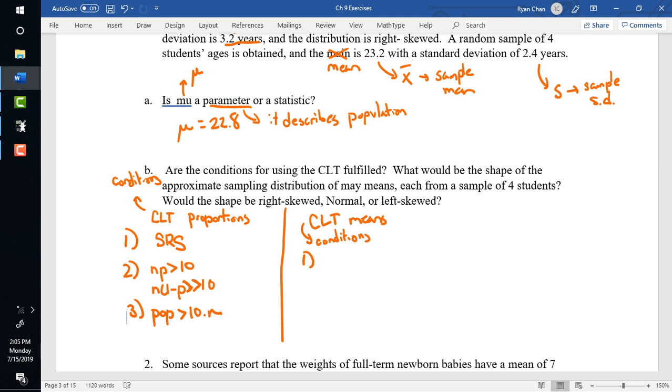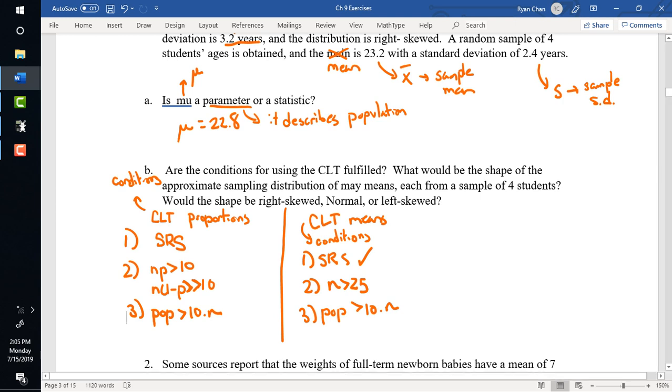So the first one is simple random sample, which we do have. The second one is actually going to be just n is greater than 25, okay? And the third one will also be the same. So there is some slight variance for the following here, okay? So let's talk about this.